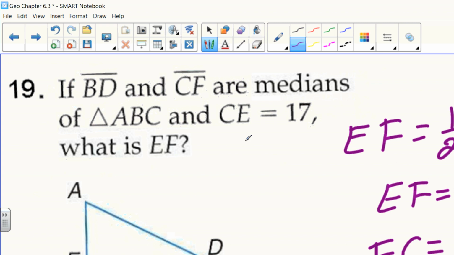What would FC be? We're going to take 8.5 and add to it 17, which would be 25.5. Any questions on this here?